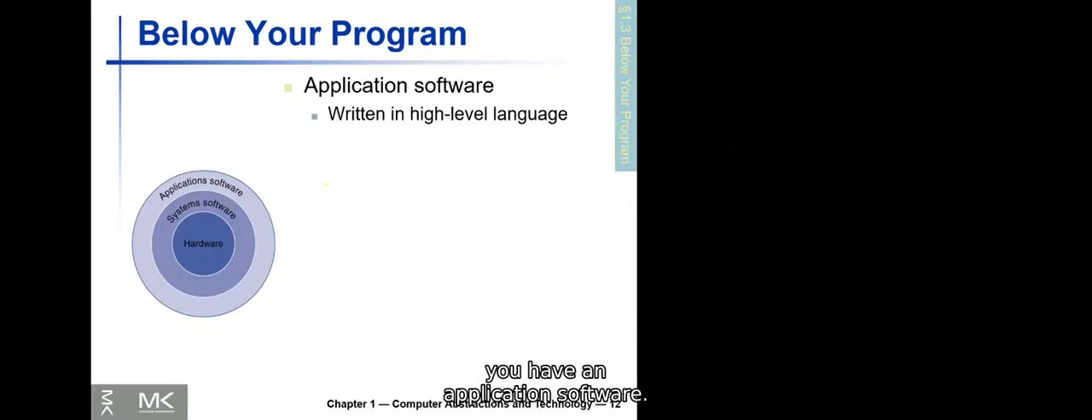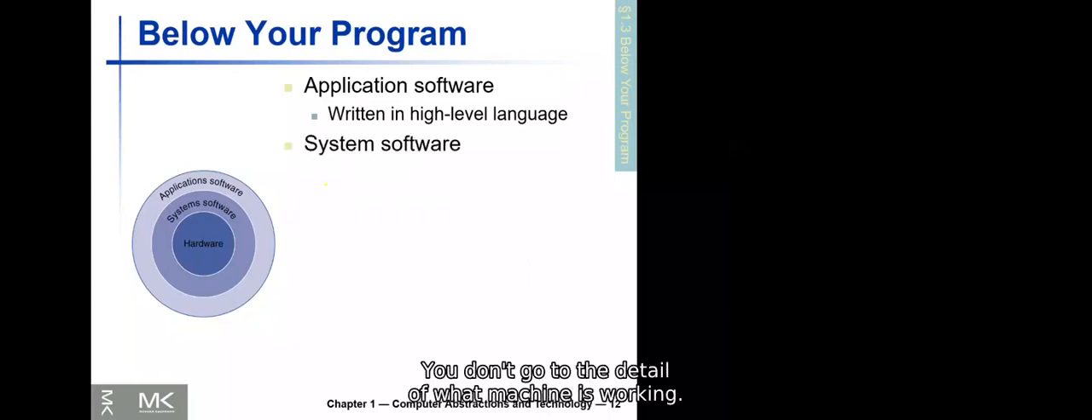When you write the program, usually you start from an application software. For example, you are writing a word processing application. You are writing a website, a website with a database. Whatever program that you are working on, you have an application software. And usually you are writing that in a high-level language, like C, Python, Java. In high-level languages, you don't go to the detail of how the machine is working.